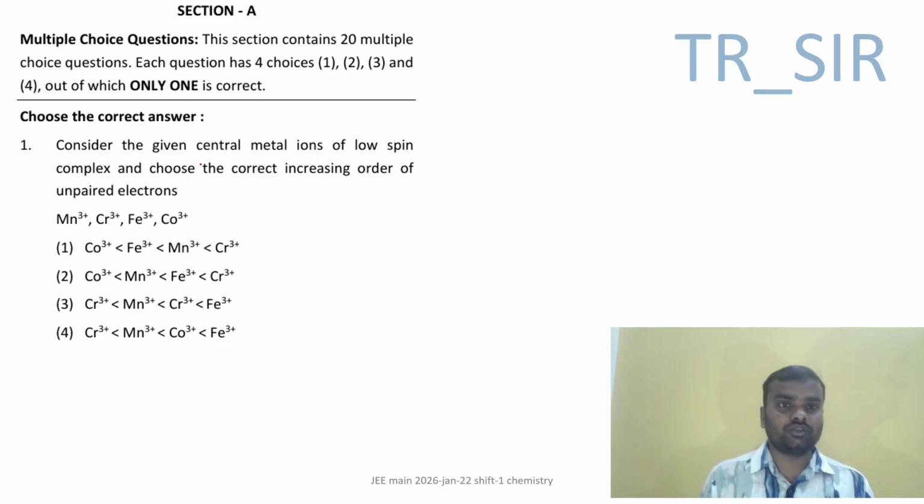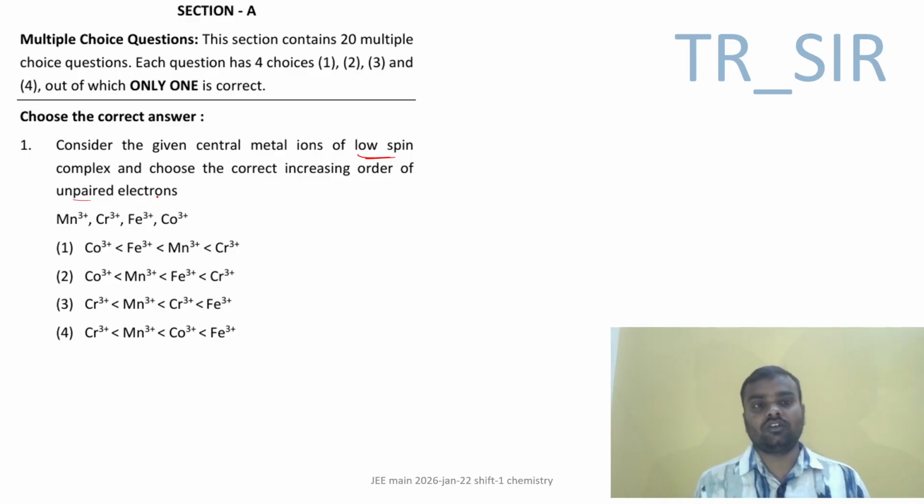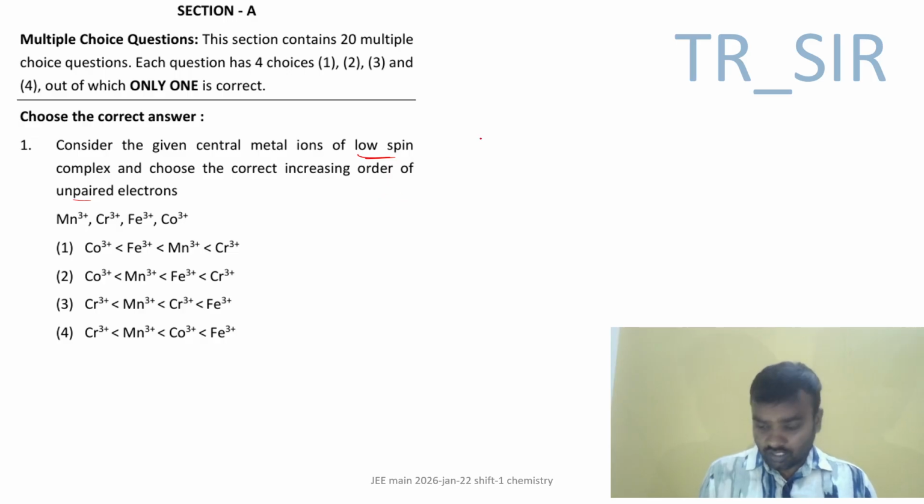So here is the question. Consider the given central metal ions of low spin complex. They said low spin complex and choose the correct increasing order of unpaired electrons. So we know one condition, right? This question has been framed from the coordination compound.